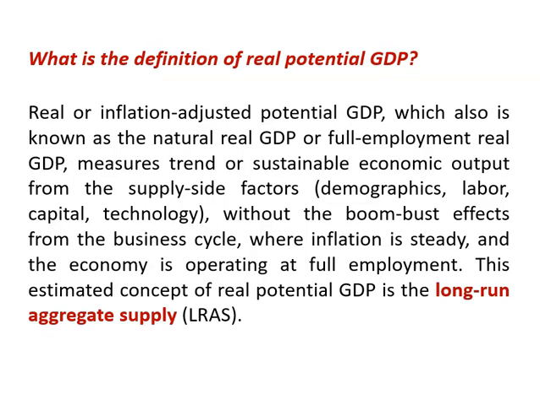Now, let's dig deeper into some of these concepts that are used in the model. What is the definition of real potential GDP? Real or inflation-adjusted potential GDP, which also is known as the natural real GDP or full employment real GDP, measures trend or sustainable economic output from the supply-side factors, that is, demographics, labor, capital, and technology, without the boom-bust effects from the business cycle, where inflation is steady, and the economy is operating at full employment. This estimated concept of real potential GDP is the long-run aggregate supply, or LRAS.